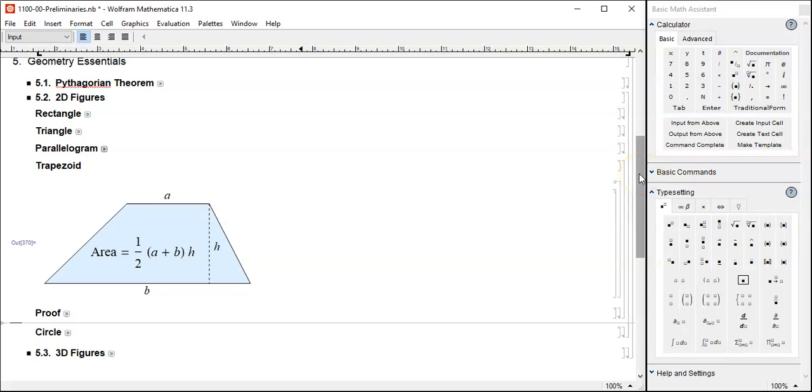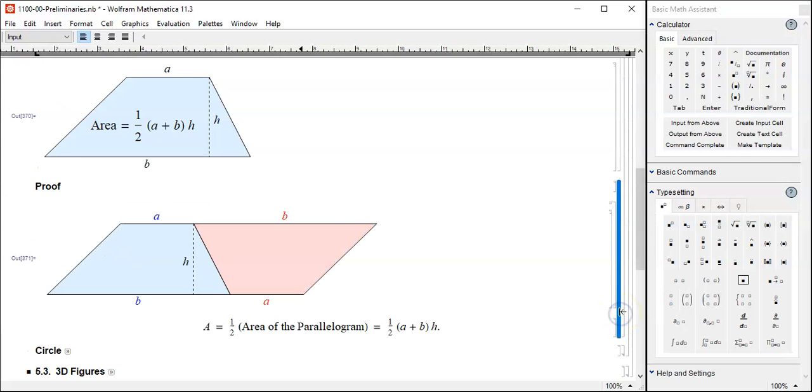Here's a trapezoid, and the formula is 1/2 (A plus B) times H. How does it work? Well, we get the duplicate, the same thing, and then arrange it strategically like this, upside down. Then you get a parallelogram, which is twice as large. So the area of this original trapezoid is 1/2 of the parallelogram, so 1/2 of (A plus B) times H.